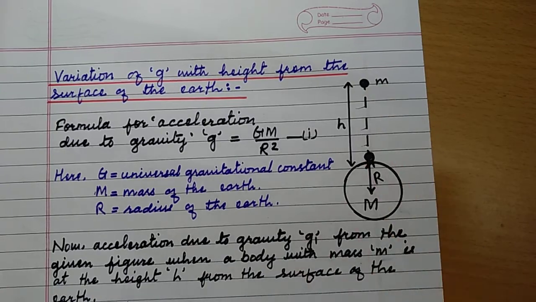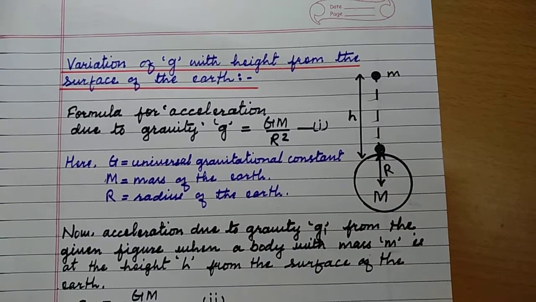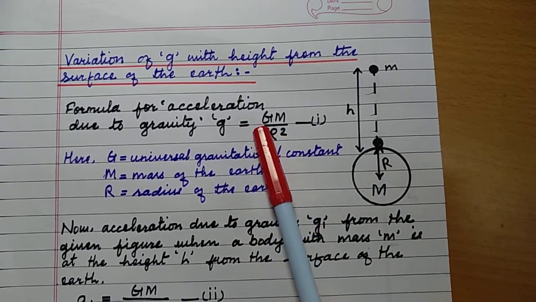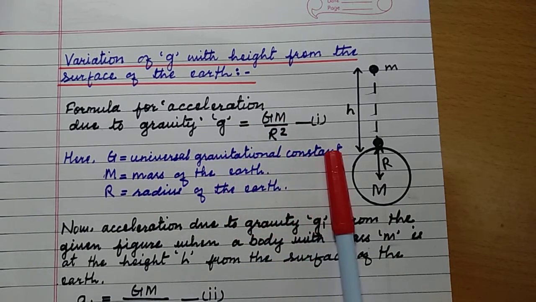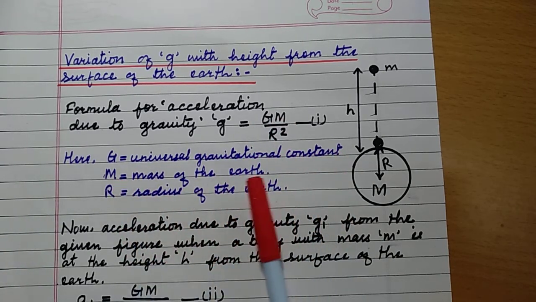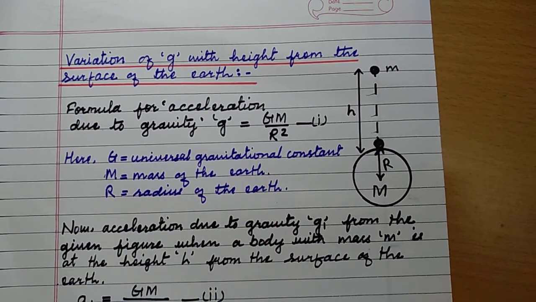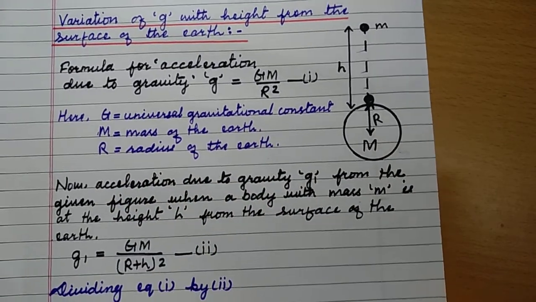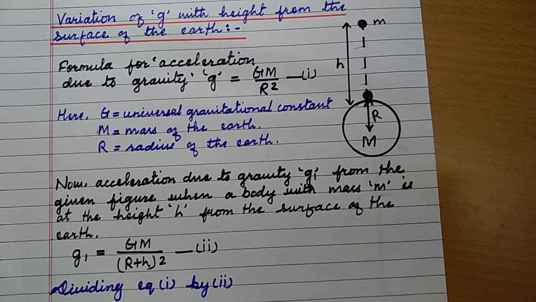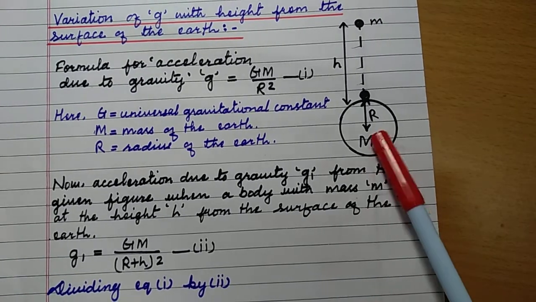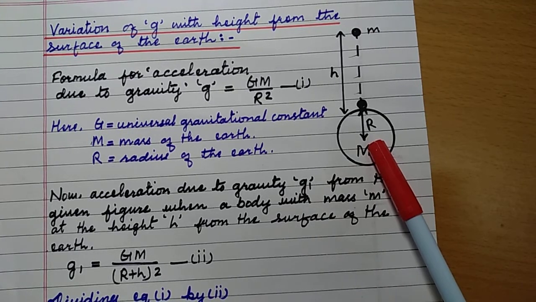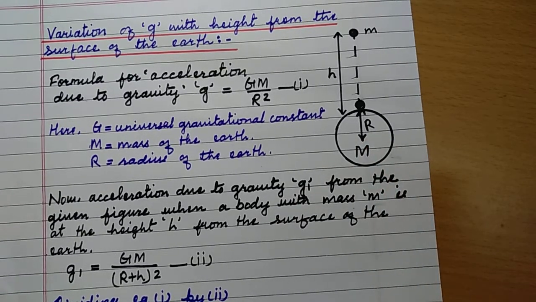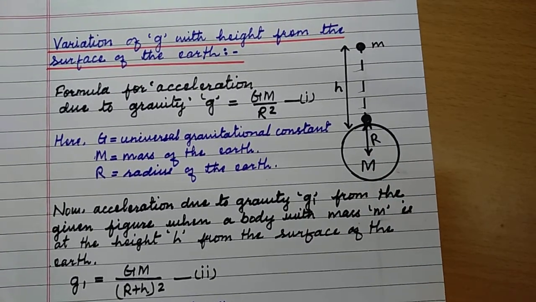So g equal to GM by r square. We know this formula for acceleration due to gravity. In this formula, G is the universal gravitational constant, capital M is the mass of the earth and capital R is the radius of the earth. Now we are going to rewrite this formula according to this condition, the given condition in the figure.